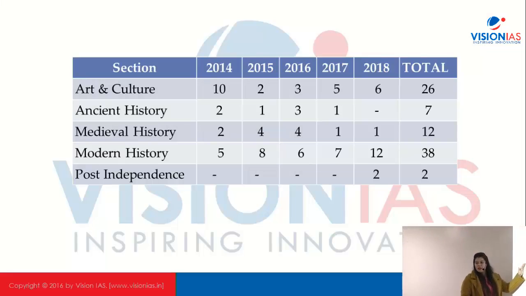Then just see the weightage. We are first starting with the prelims. Art and culture, in the last 5 years, there have been 26 questions. Ancient Indian history, 7. Medieval Indian history, 12. Modern Indian history, 38. So which section should be given more importance when one is starting? Modern, then culture, then ancient and medieval, right? Again, you have to be very strategic and prioritize your subjects according to the trend analysis, right?